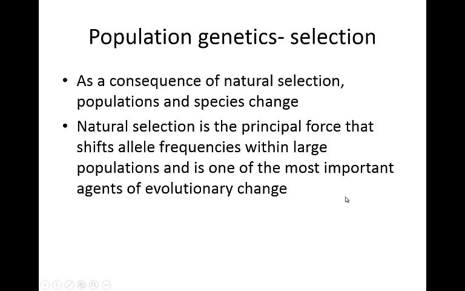So because of this consequence of natural selection, mating is not going to be random. It is instead typically going to follow natural selection. So natural selection is going to be the principal force. It's going to help shift allele frequencies within large populations, and it is one of the most important agents of evolutionary change. However, there are others as well.